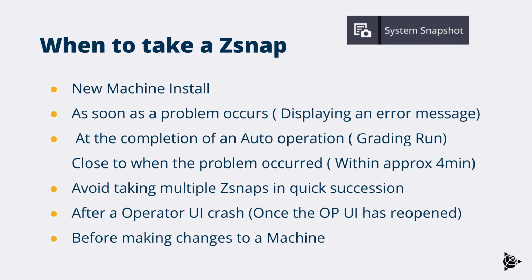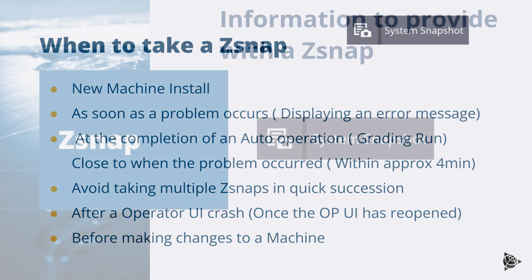Avoid taking multiple Zsnaps in quick succession. The CAN logs are stopped when a Zsnap is taken. Allow sufficient time between Zsnaps, approximately 5 minutes, to ensure the CAN log data is captured. If the OpUI crashes, wait for the OpUI to reboot to ensure the data from the display is also included in the Zsnap. Before making changes to the machine, taking a Zsnap captures the machine file at the current time.